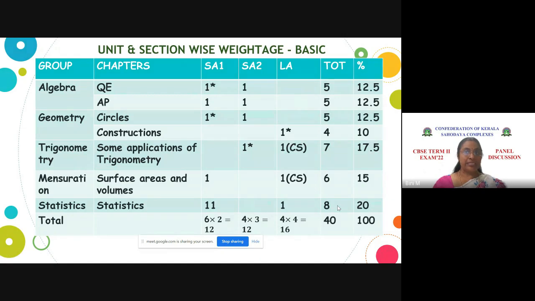Sample paper basic. This also, each chapter, how many questions are included and which are all choice questions, that is marked here. Here, the case study questions are from trigonometry and surface areas and volumes. Previous one standard AP, one case study was there, but here in AP it is not there. Surface areas and volumes, one case study is included.